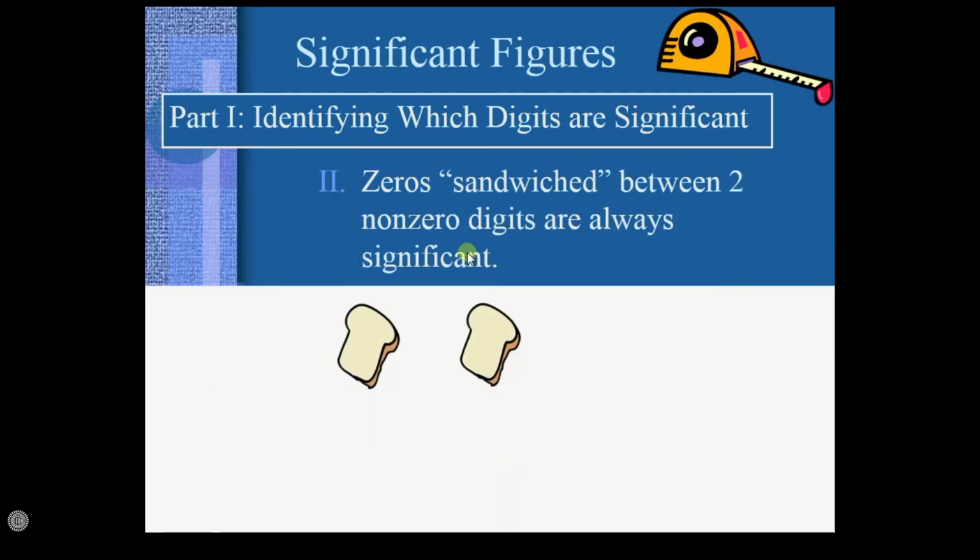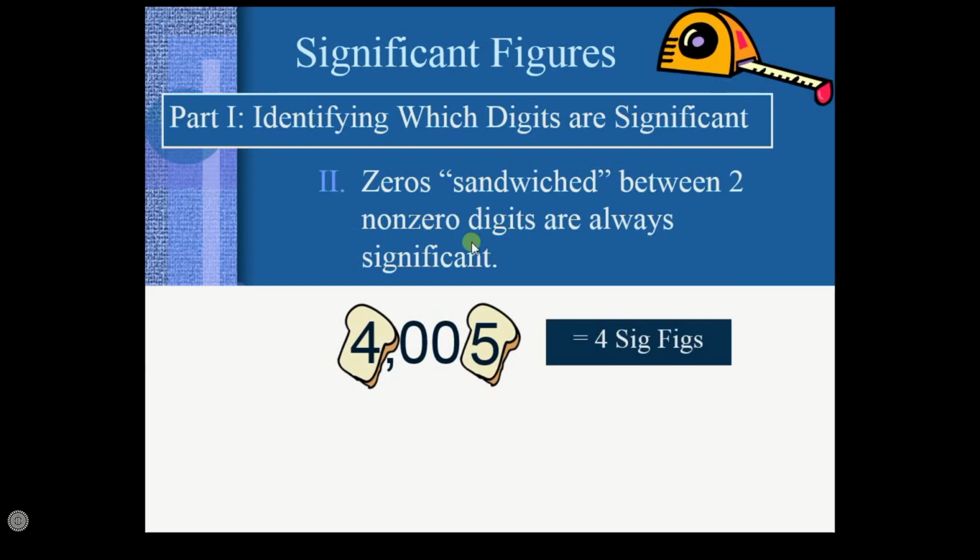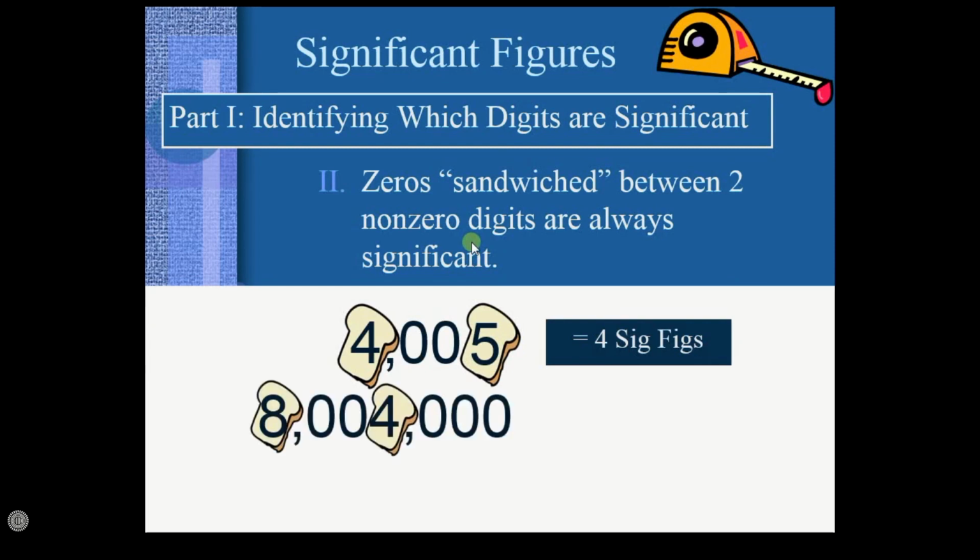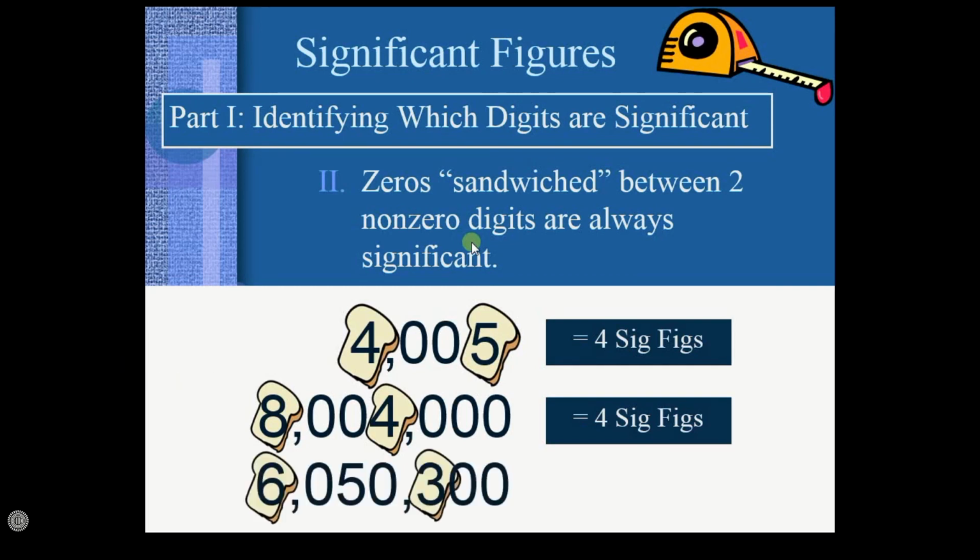So with zeros, sometimes it's pretty easy. Whenever you have a 0 that is sandwiched between any 2 non-zero digits, those zeros are always going to be significant. For example, in this case, the zeros are sandwiched, so they are significant. Here, the zeros are sandwiched between the 6 and the 3. So those two zeros surrounding the 5, those are significant. The two zeros on the end are not. So that number has 5 sig figs.